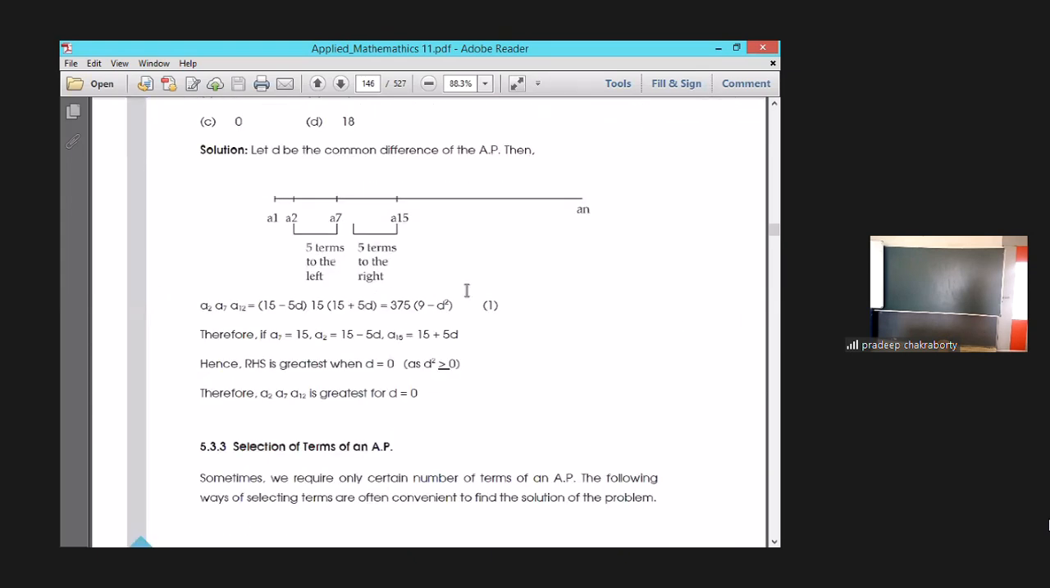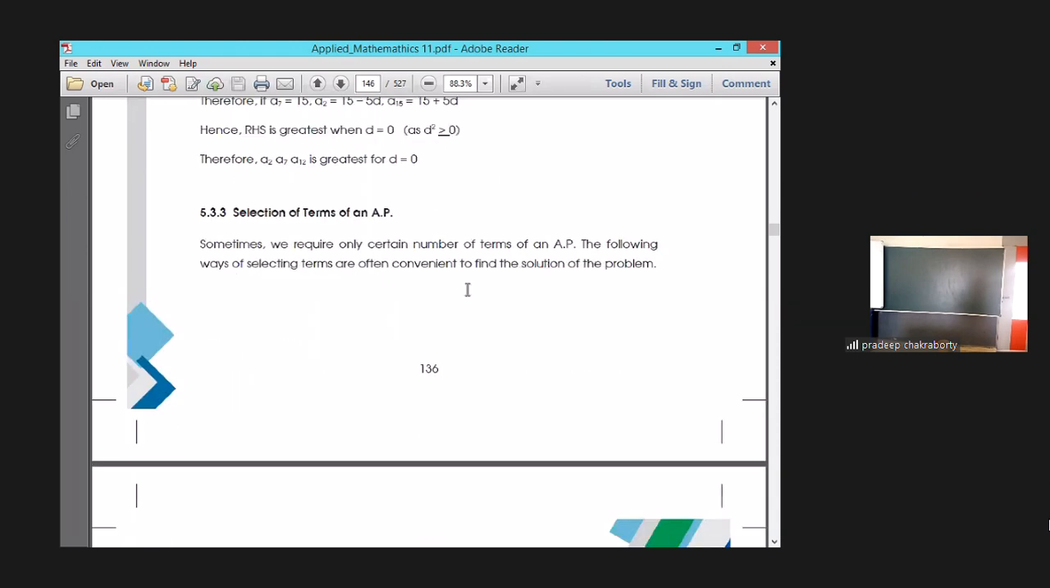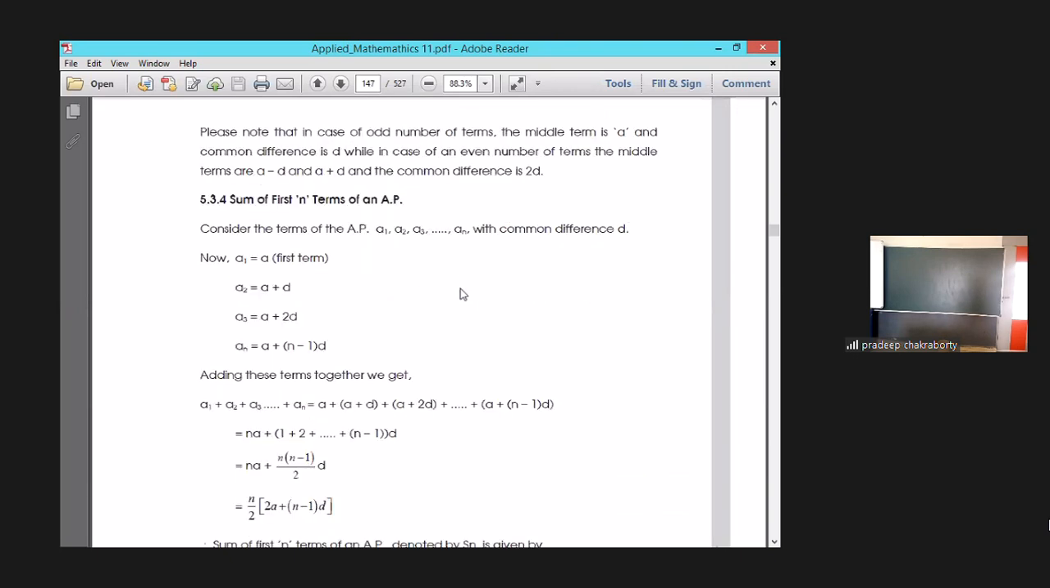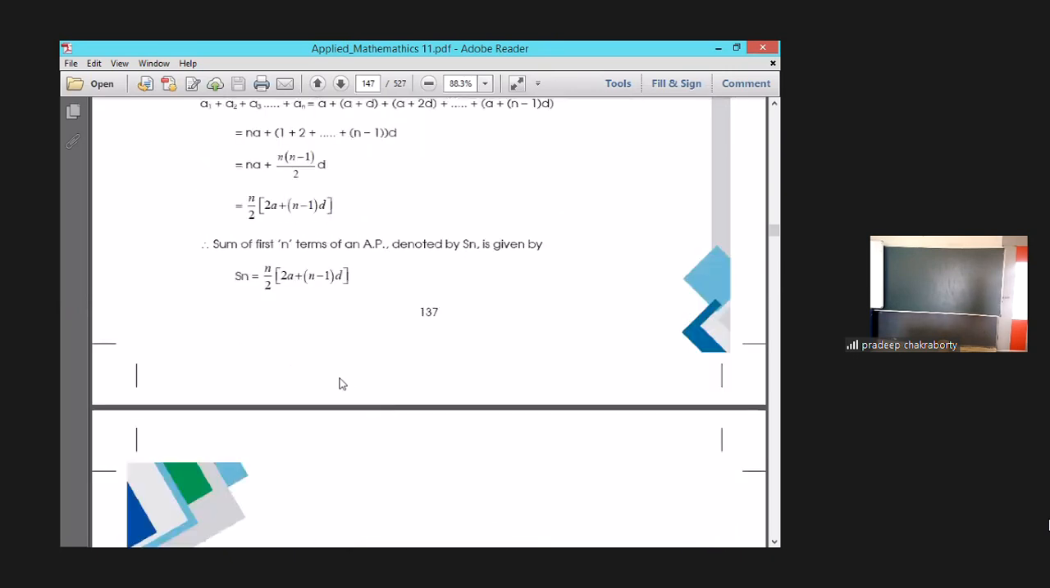So we have a formula for the nth term, an equal to a plus n minus 1 d. Now we are moving to the sum of the first n terms. You just remember this formula, that is Sn equal to n by 2 into twice a plus n minus 1 d. That is already done in your class 10. And if you know the first and the last term, then Sn can be written as n by 2 times a plus l. Very simple.